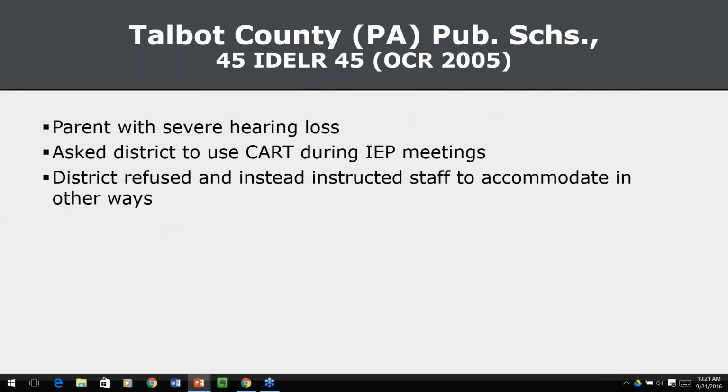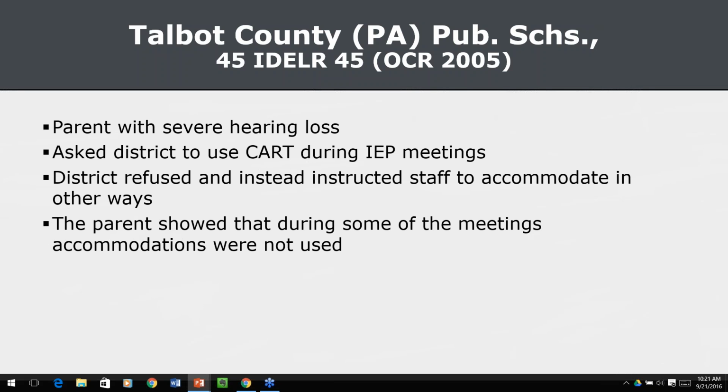The special ed director said, no, we don't want to pay for CART services. Instead, what we're going to do is we're going to have our staff provide other accommodations. We're going to have you speak slowly. We're going to have you turn towards the parent when you're making comments. And what happened in the heat of the IEP meeting, and this is probably no surprise to you all, is that sometimes the accommodations weren't used. There was cross-talking, staff didn't always remember to turn toward the parent.